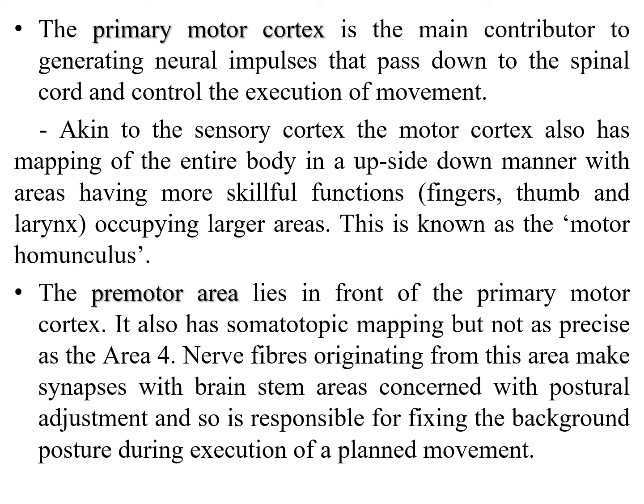Next, the premotor area. The premotor area lies in front of the primary motor cortex. It also has somatotopic mapping, that is a homunculus-like mapping, but it is not as precise as that of area 4. Actually, it has been found that the neurons arising from the premotor area make synapses with areas in the brain stem, mainly the vestibular nuclei and the cerebellar nuclei, which are involved with postural adjustment.